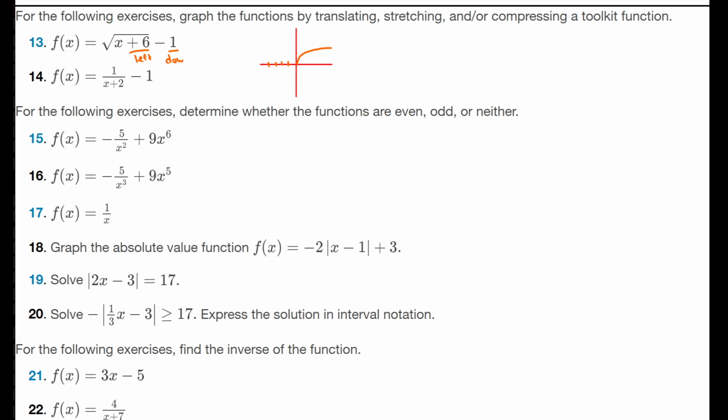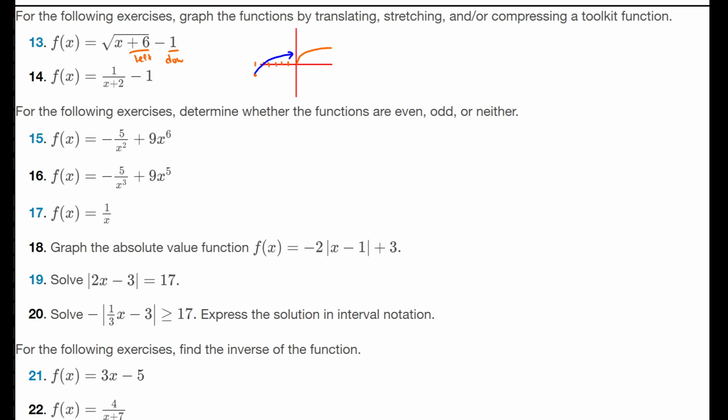So 1, 2, 3, 4, 5, 6. In other words, let's use a different color for this. Let's use dark blue. It would look something like this. We're shifting it to the left 6 and down 1.